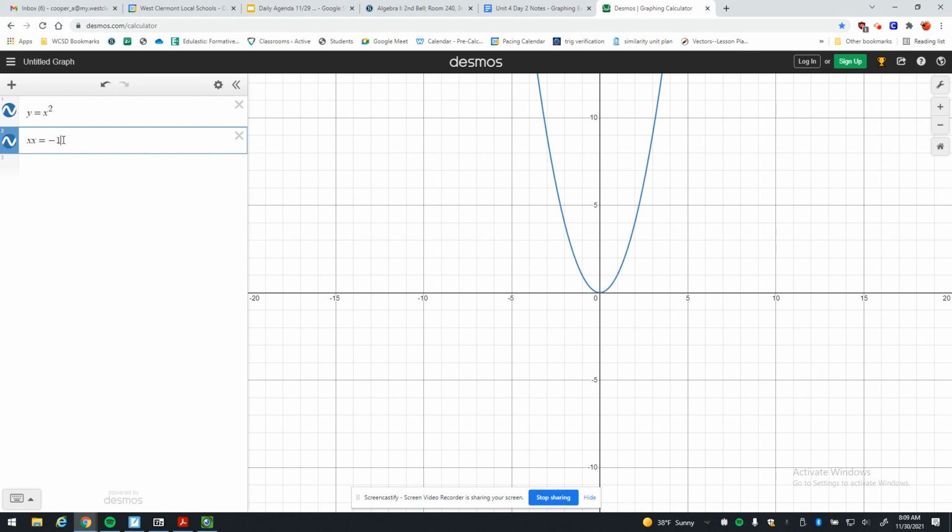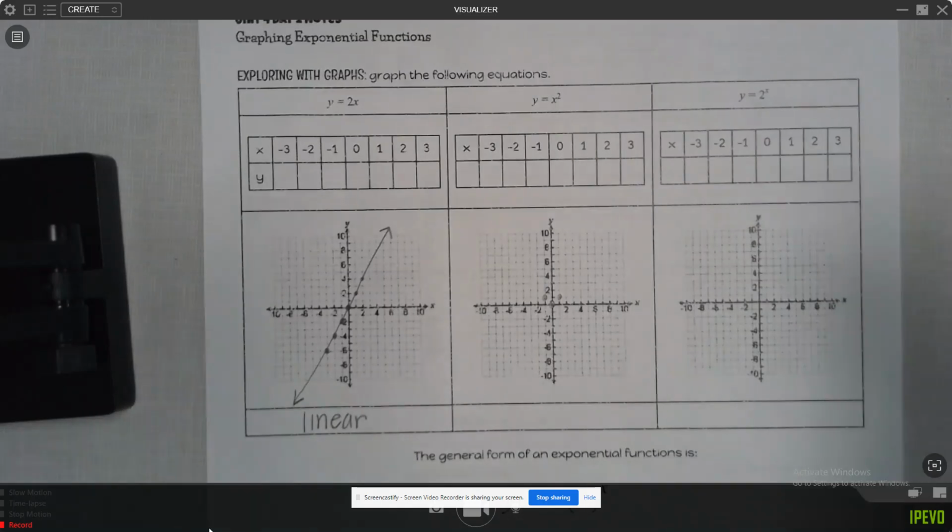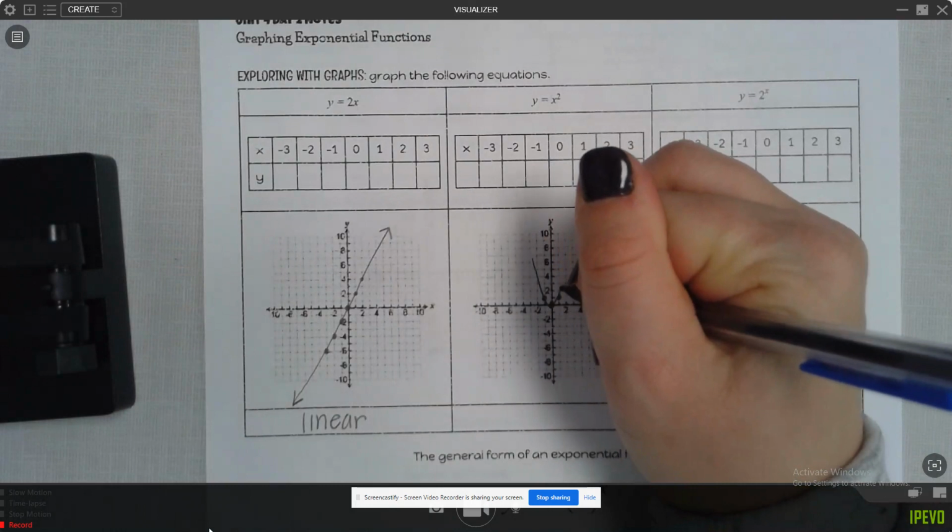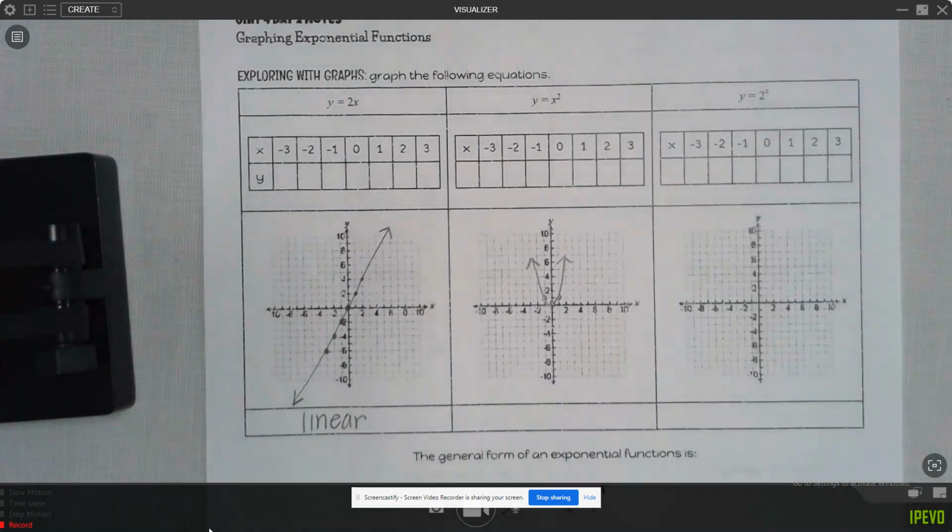So, x equals -1. Intersects here, yes? Graph that point. -1, 1. And then do x equals 1, which is also 1, 1. So you're graphing 1, 1 and -1, 1. And you're going to make a U. Make sure it looks like a U and not a V. If it looks like a V, that's a completely different function.